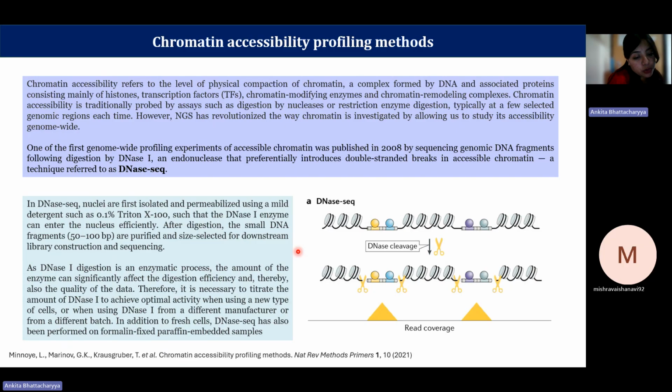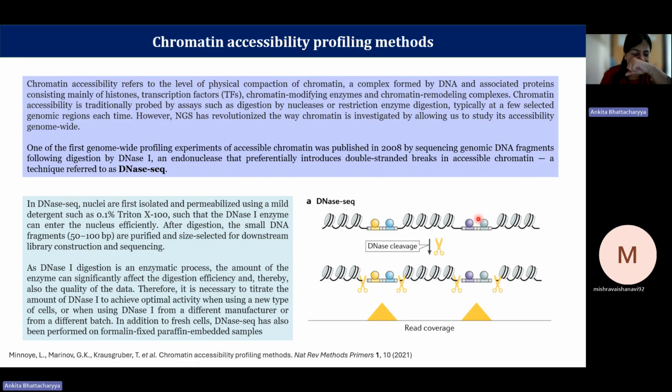So, in addition to fresh cells, DNase-seq has also been utilized for FFPE, or formalin fixed paraffin embedded samples. So, even if you don't have a fresh sample, if you have a patient sample that has been fixed into paraffin blocks, and you wish to check your hypothesis in patient samples, then you can use these as well. So, this is what it schematically looks like.